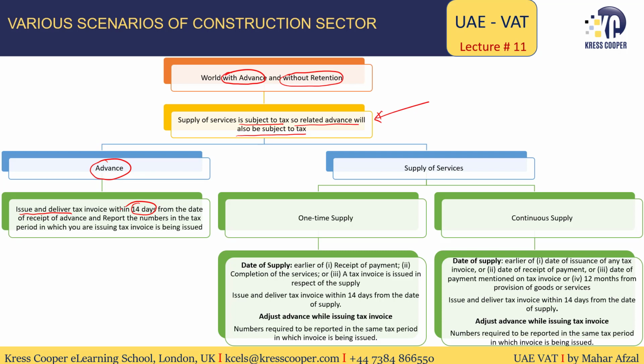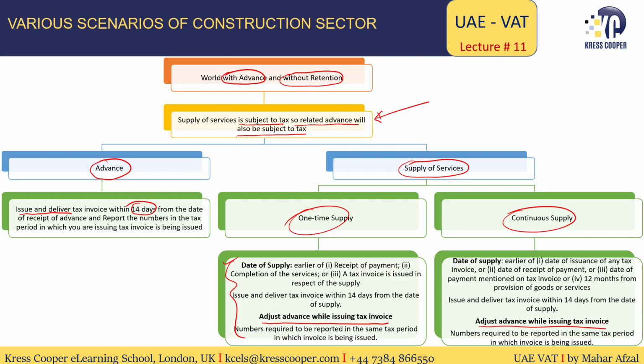Supply of services. Again, this is the same situation, one-time supply, continuous supply, 100% the same situation that we have discussed in the previous slide. Only one difference is there, that whenever a tax invoice is being issued, advance is required to be adjusted against that tax invoice. This is the same situation in case of continuous supply as well as for the one-time supply. Rest of everything is constant.